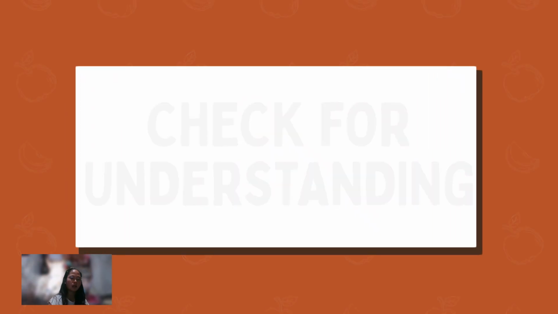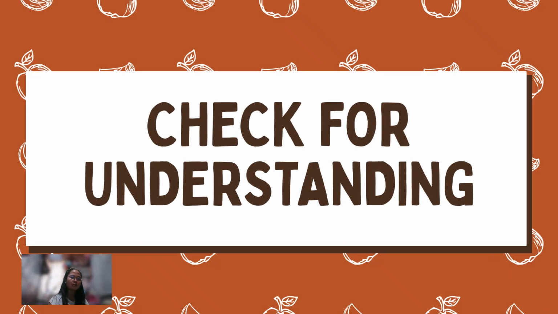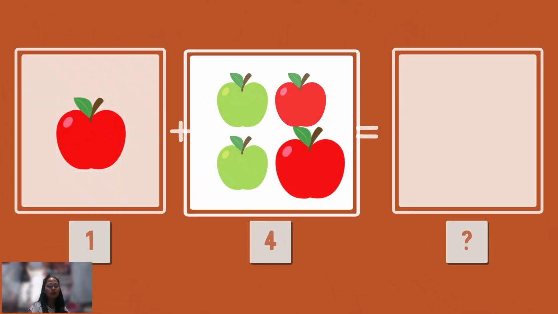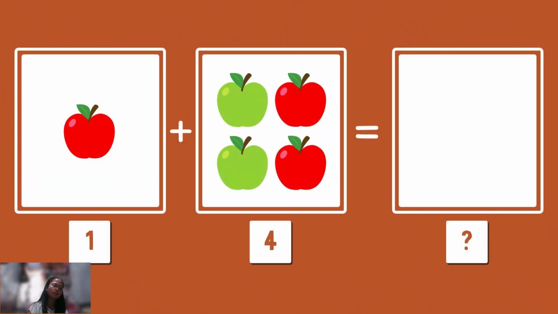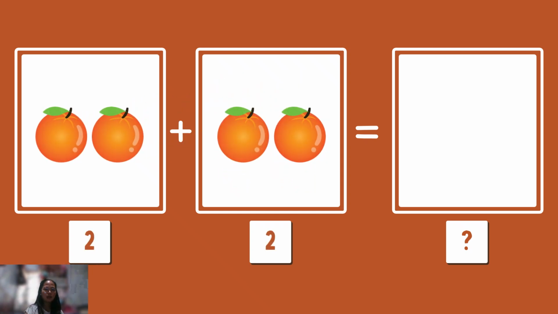So let's check for your understanding. Try to analyze and answer this activity. I will flash it in here and you're the one to answer it. Okay, here. We have 1 apple plus 4 apples. What do you think is the answer? Very good. You get 5. Next, 2 plus 2. What do you think is the answer? The answer is 4. Good job.